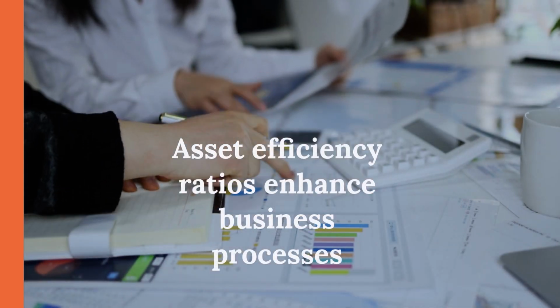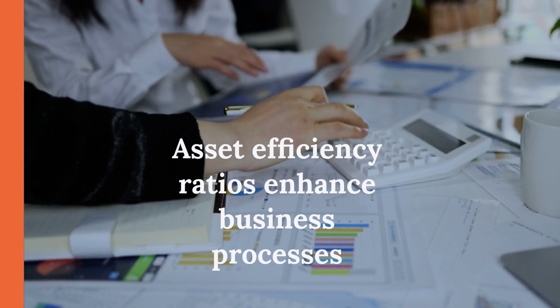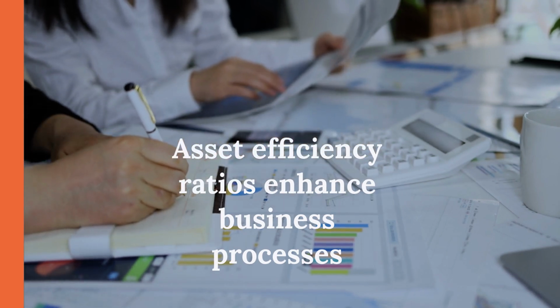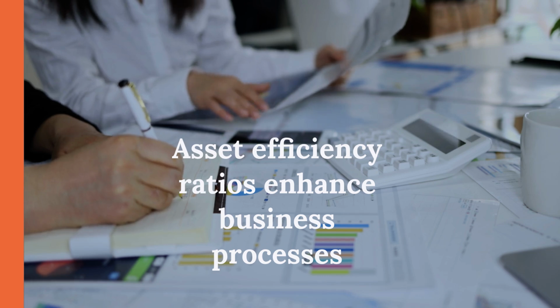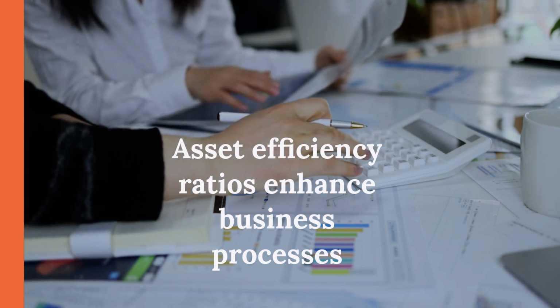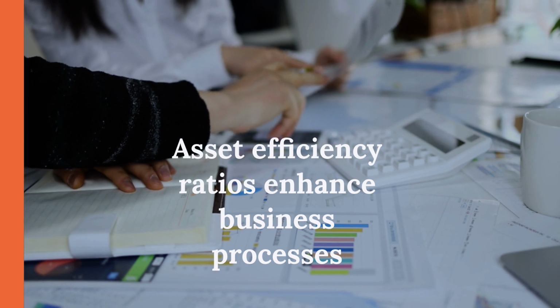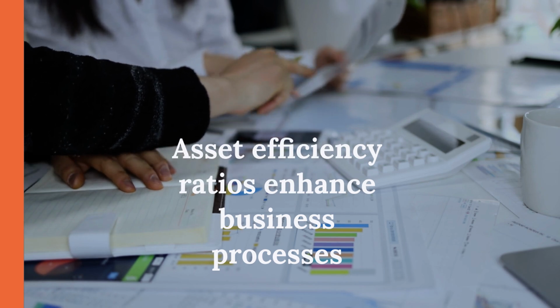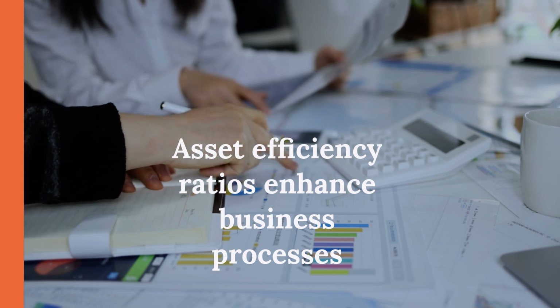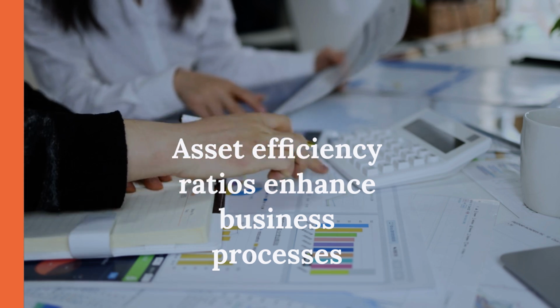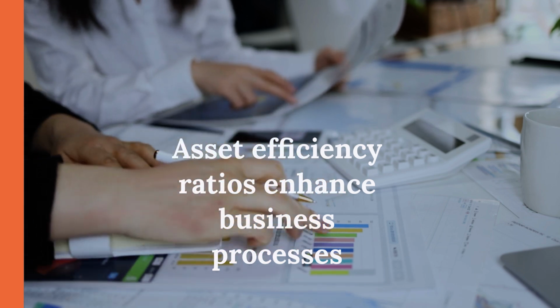Efficiency ratios include accounts receivable turnover and inventory turnover. Asset turnover and accounts payable turnover are also crucial. These ratios measure how well a company utilizes its assets. They provide insights into operational efficiency. Understanding them helps improve business processes.